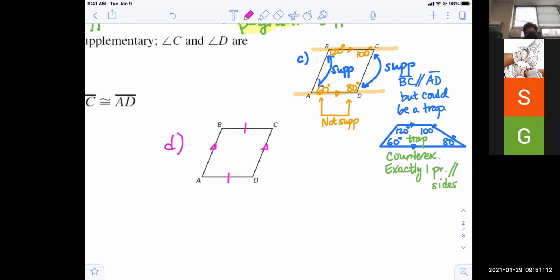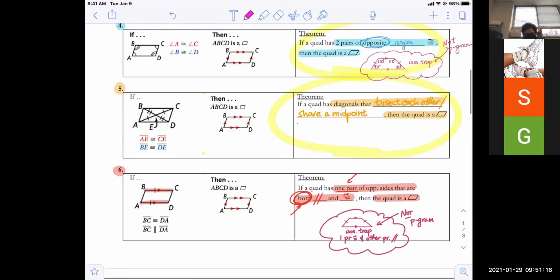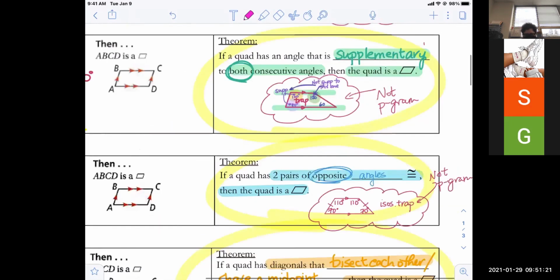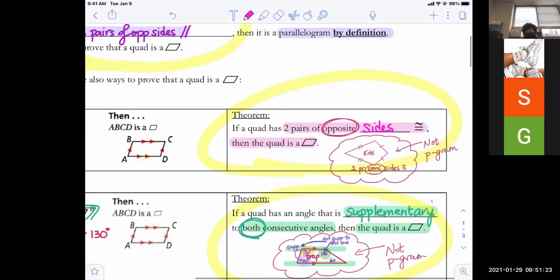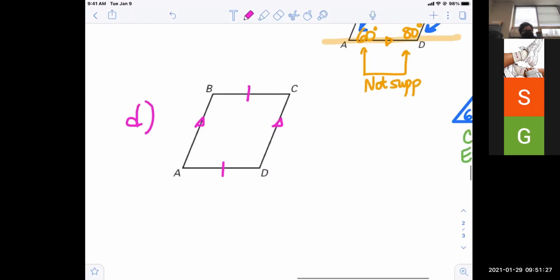Let's go back up here. We talked about isosceles trapezoids. We talked about trapezoids in general. We talked about kites. Are there any of those shapes that has a pair of parallel and a different pair of congruent? Is it a generic trapezoid or an isosceles trapezoid?